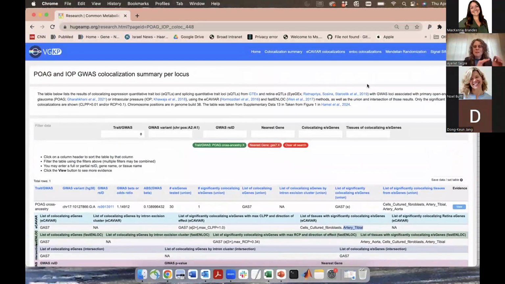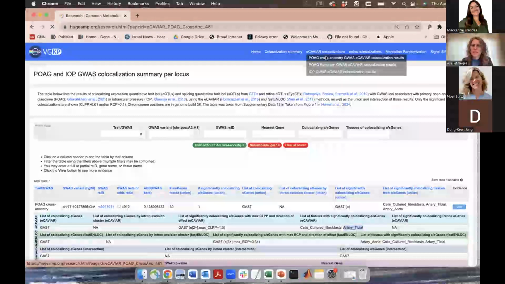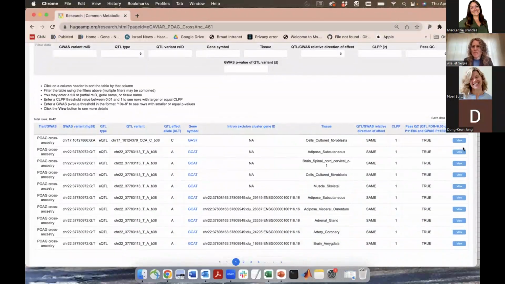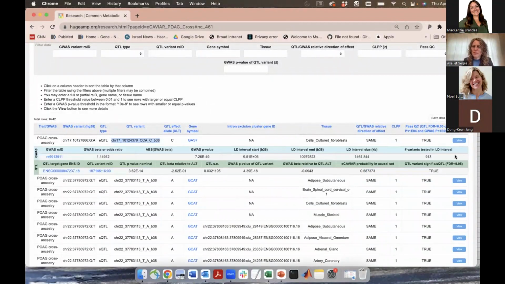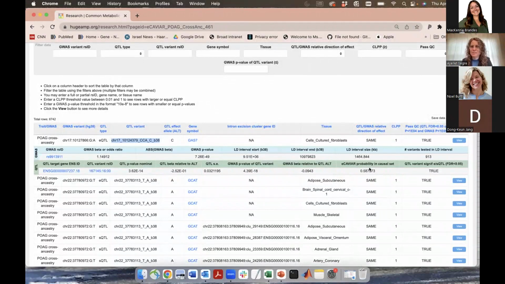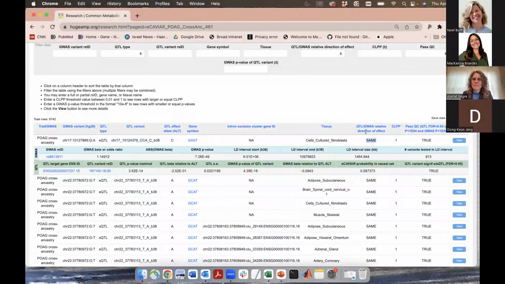To get more information at the variant level, by GWAS locus, by eQTL or sQTL variant, by gene, by QTL type, by tissue, you can go to the eCAVIAR or enloc colocalization tables, and it just takes 1 second to load. And if we look here at GAS7, for example, it gives you information at the individual variant level. So here the variant chromosome 17 position, the ref and alt. If we expand here, we can see the interval size that was used for the colocalization analysis, how many variants were tested, the summary statistics of the QTL and of the GWAS, the posterior probability that the variant is in the causal set, and then the relative direction of effect of the QTL on the GWAS. In this case, it's the same relative direction, and this is the posterior probability.